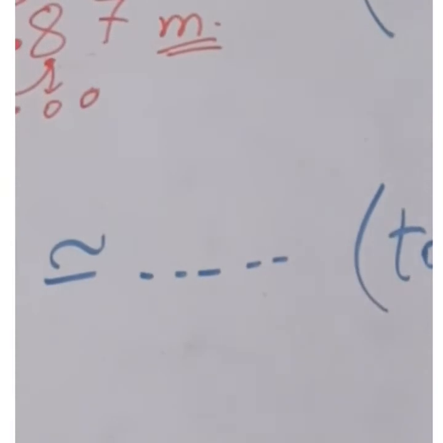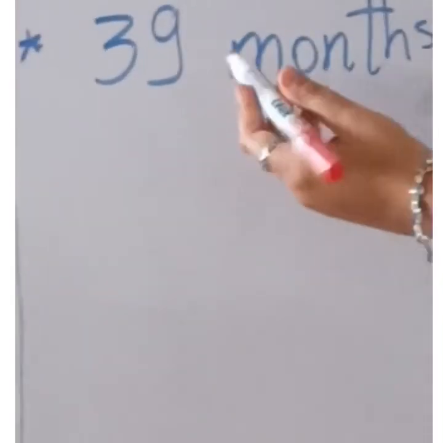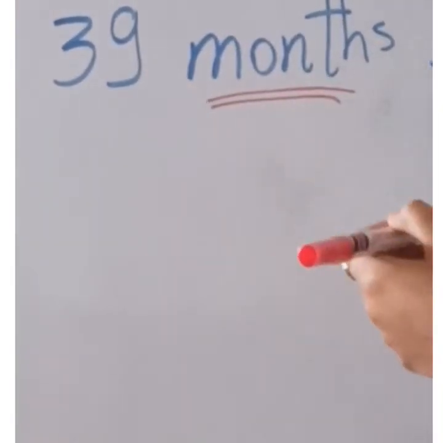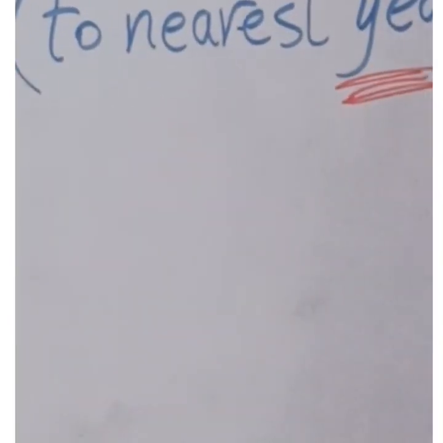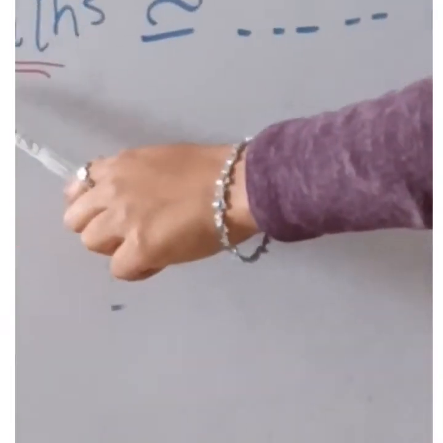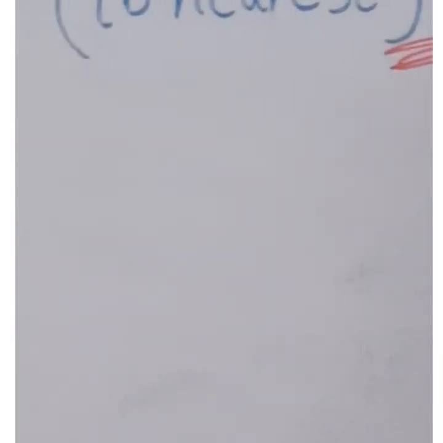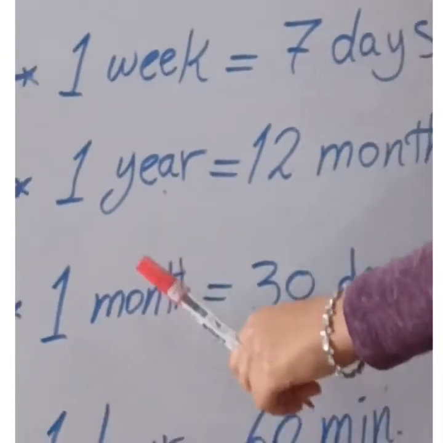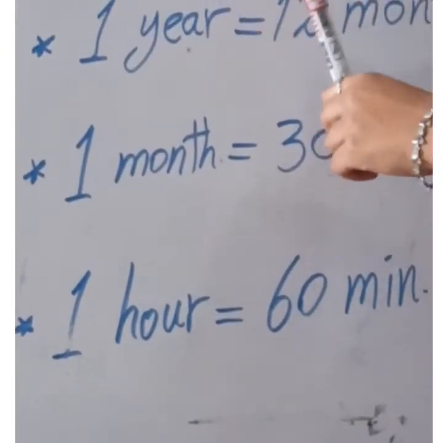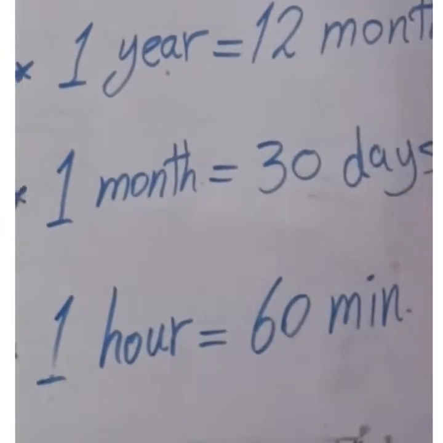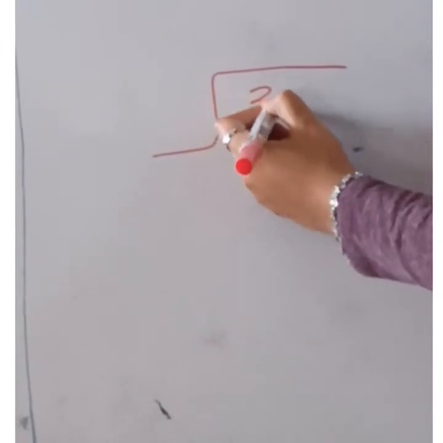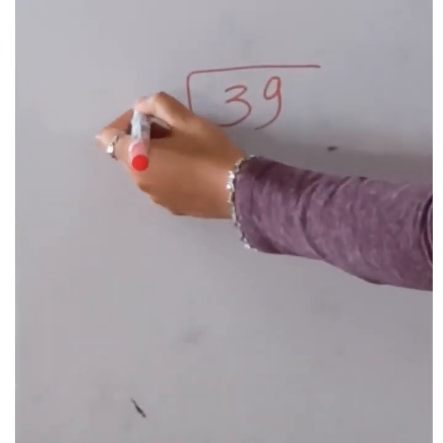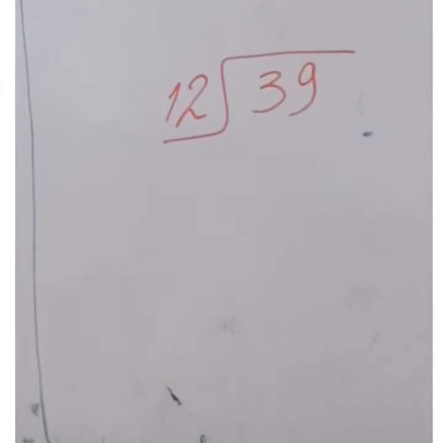Now we have 39 months. The unit here is months, but the unit in the approximation is year. So we should convert first from months to years. We look at here, 1 year equals 12 months. So we should divide 39 by 12 to convert from months to years.